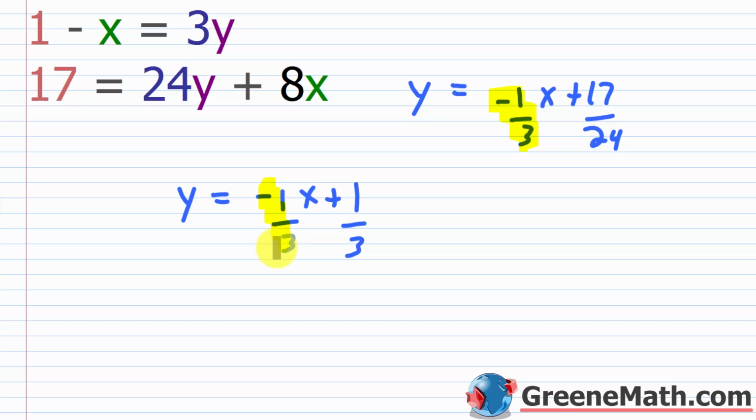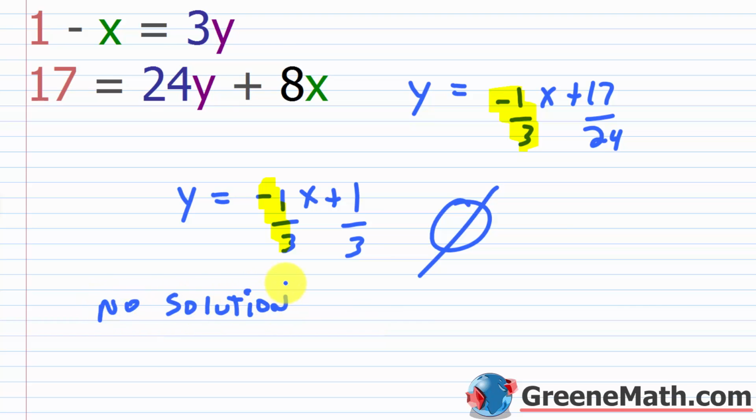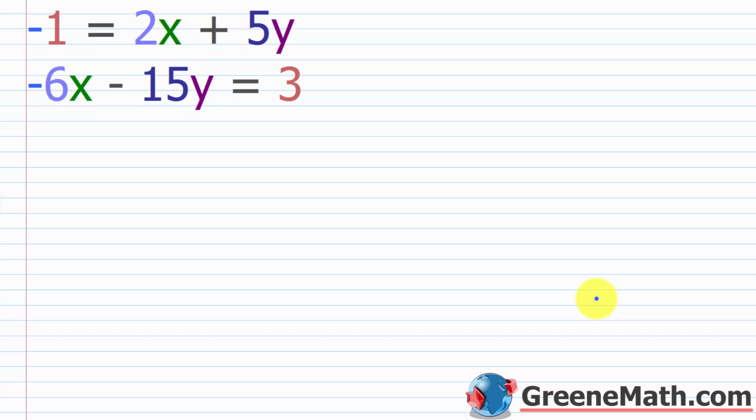When we have parallel lines, again, we know that they don't ever intersect. So there's no point that lies on both lines. So there's no solution for the system. So for this one, you can put the symbol for the null or empty set, or again, just write no solution. Let's look at one more problem just to wrap this up.